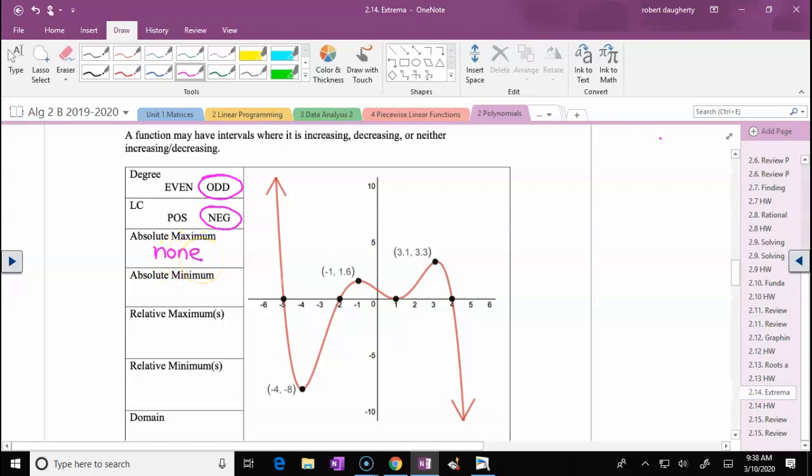You might be tempted to say that's the absolute maximum. Well, it can't be, because it keeps going up forever. And don't write infinity as the absolute maximum. There is no absolute maximum. Is there an absolute minimum? Yeah, there's no absolute minimum.